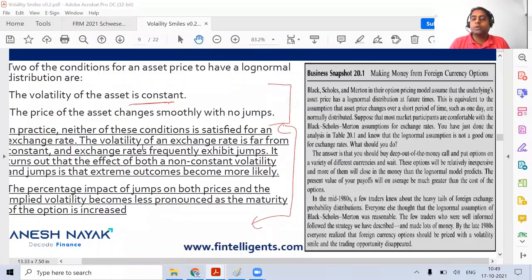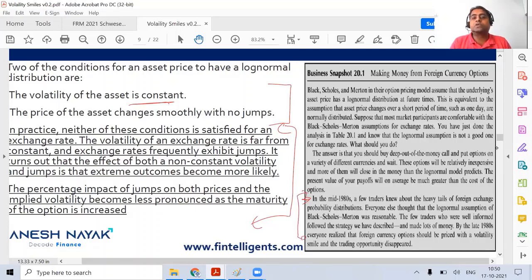It talks about a scenario that in the market, previously everybody was assuming that for FX, we're going to be using log normal distribution. But in the mid-80s, a few of the traders realized that the implied distribution is different from the log normal distribution. And they realized that the market price should be higher, because if there is high volatility, the prices should be higher as compared to the BSM formula price. And they made a lot of profit.